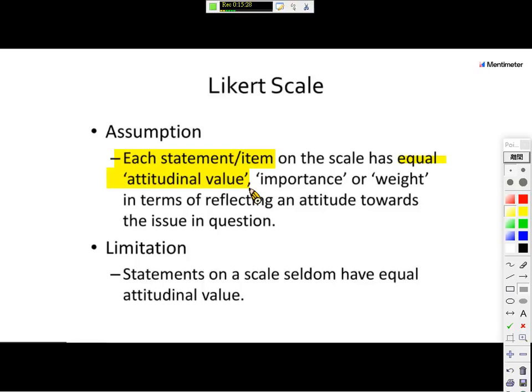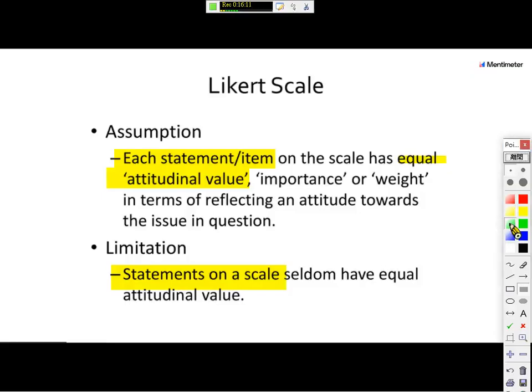Just as in your teacher evaluation survey, right? The school assumes each of the questions listed in the survey is equally important. They share the same value. So that's why they are able to combine the scores and give you the average, right? So this is the pre-assumption. But this assumption is also its limitation. The limitation is that statements on the scale seldom have equal attitudinal value. Really, it's very, very difficult to have one.